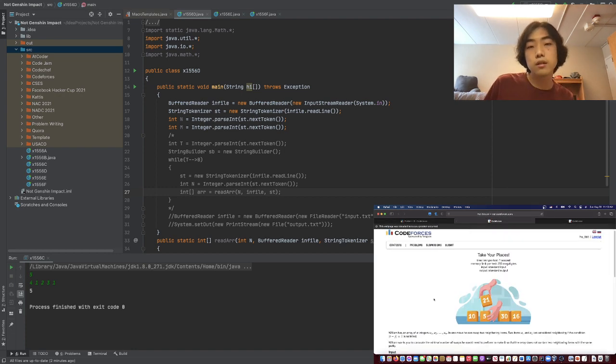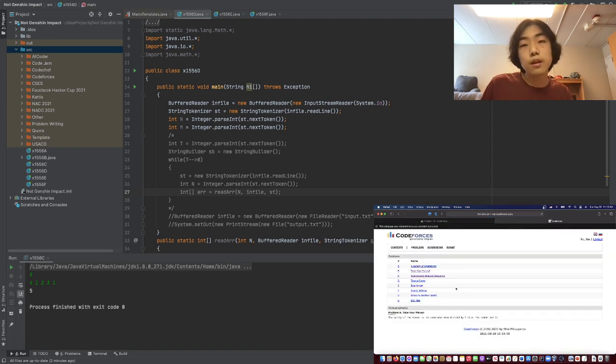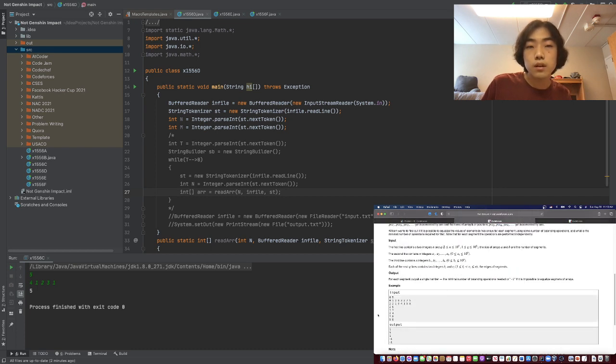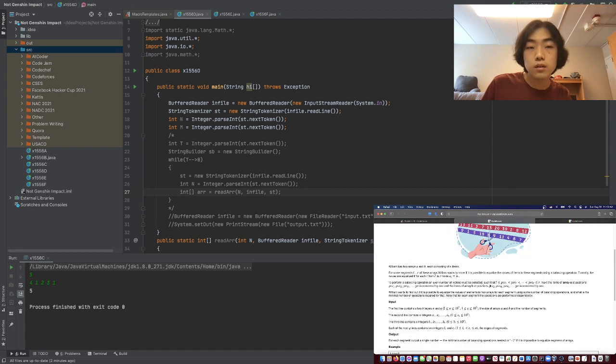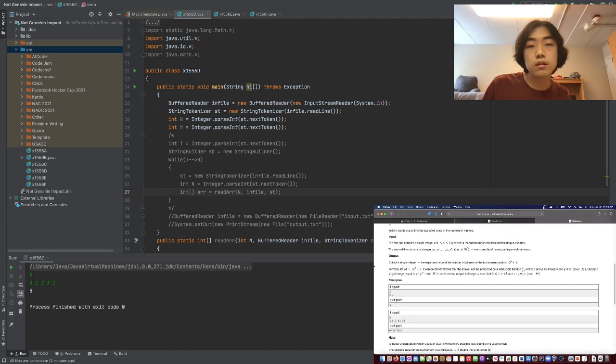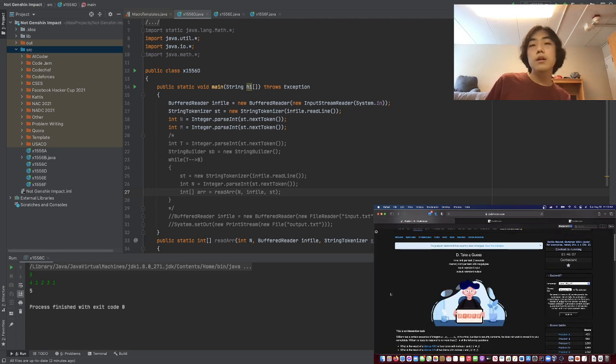I can close that. I already solved that. I'll open up E and F. Okay, E seems, okay, E, and this is F. F seems like bitmask stuff, probably.